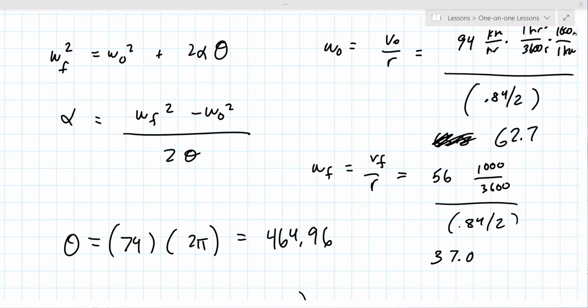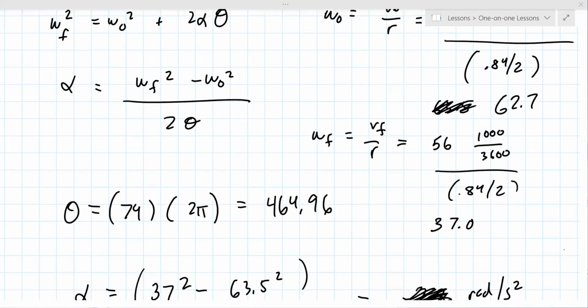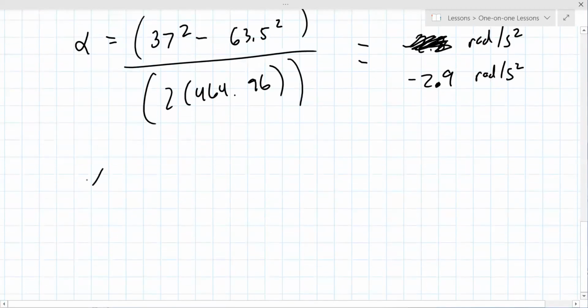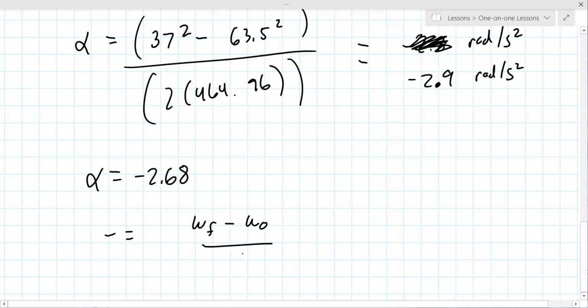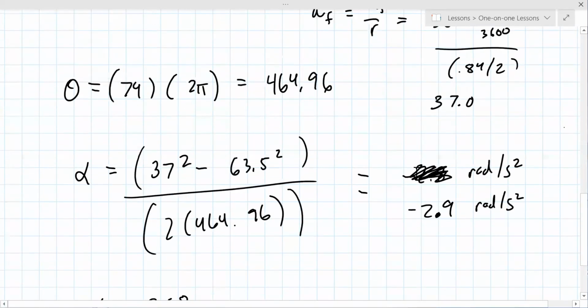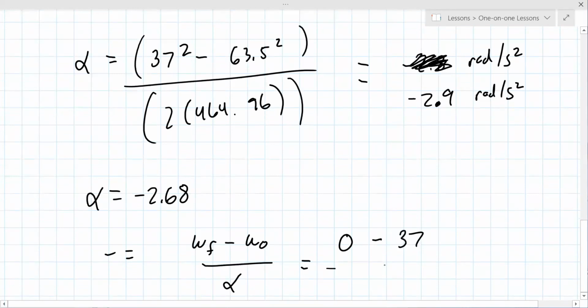Should we go on to part B with that answer? Yeah, let's go on. So give me the value of alpha here. It's minus 2.68. In the next part of the problem, it says that t is equal to omega final minus omega initial over alpha. Your omega final is 0 because it slows down. Your initial is where it was at, which is this 37 that we just found. And then you're dividing it by minus 2.68. So 37 divided by 2.68.